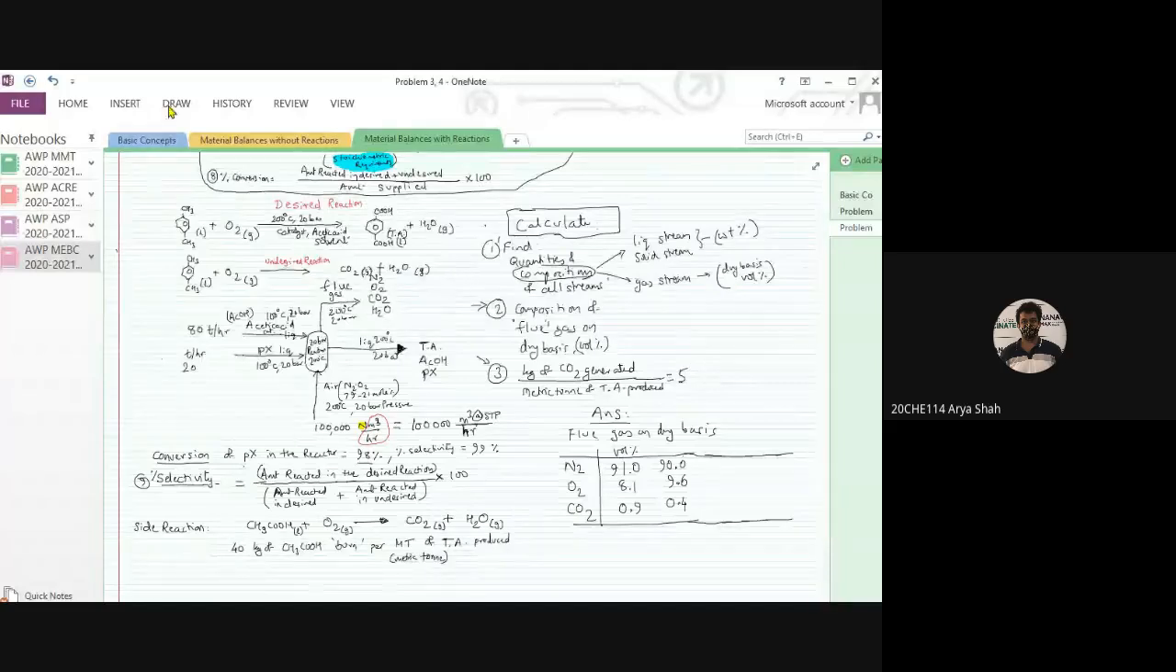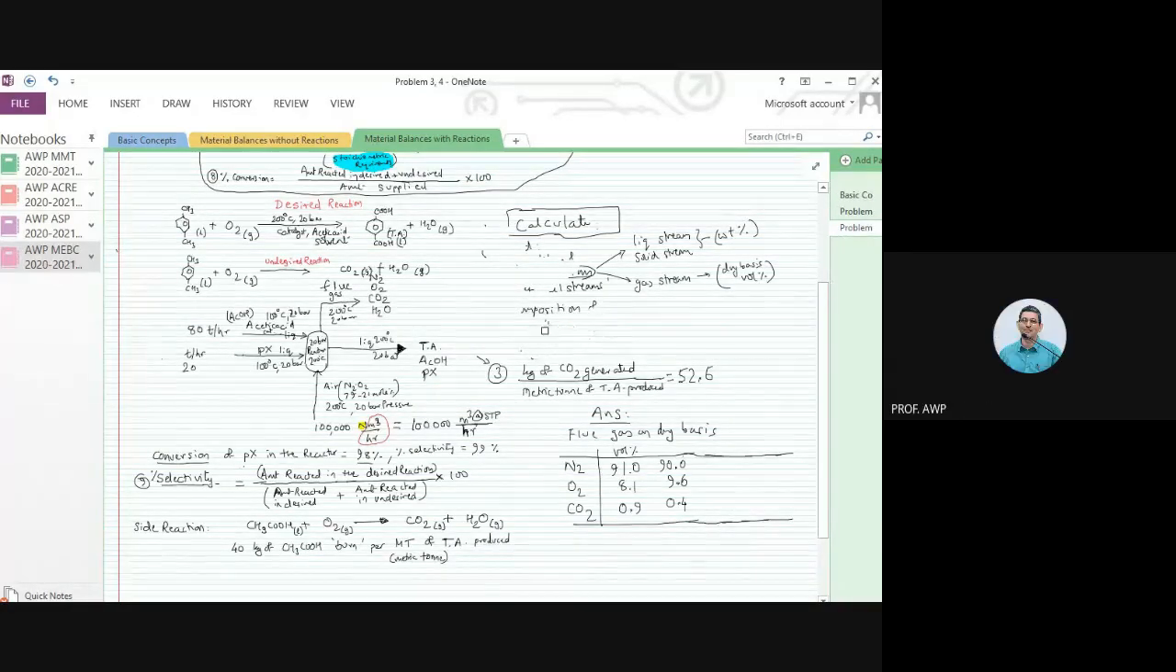And the weight percent of terephthalic acid is 27. Forget that. Just tell me these two things.